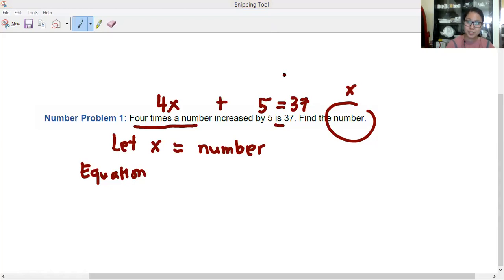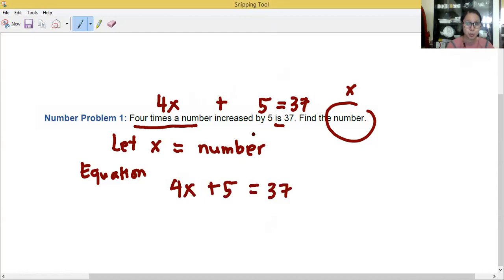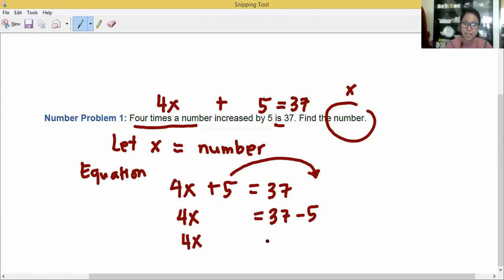So our equation is 4x plus 5 equals 37. Then we need to solve for the value of x. We'll transfer the number 5 to the other side. So it becomes 4x equals 37 minus 5. That's 4x equals 32. We need to divide both sides by 4. So 4 divided by 4, we have x equals 8.